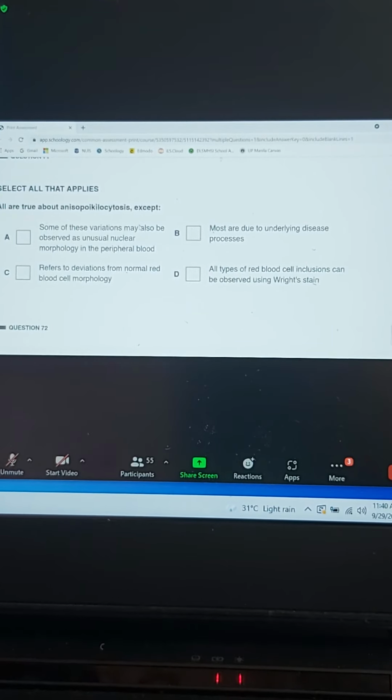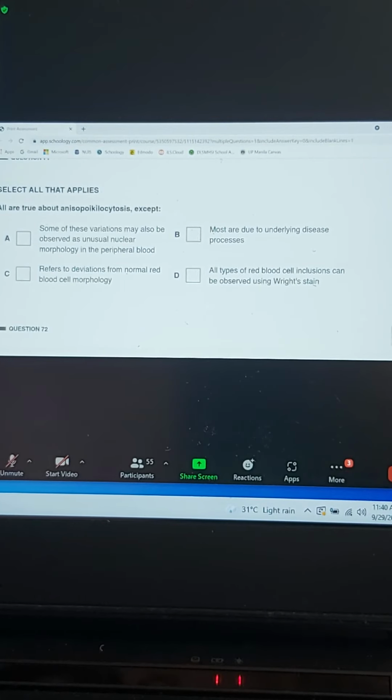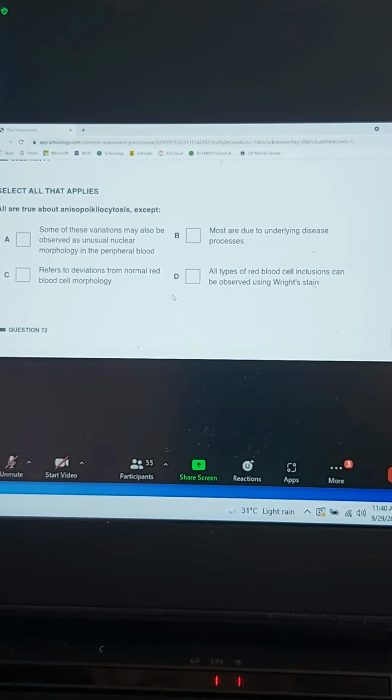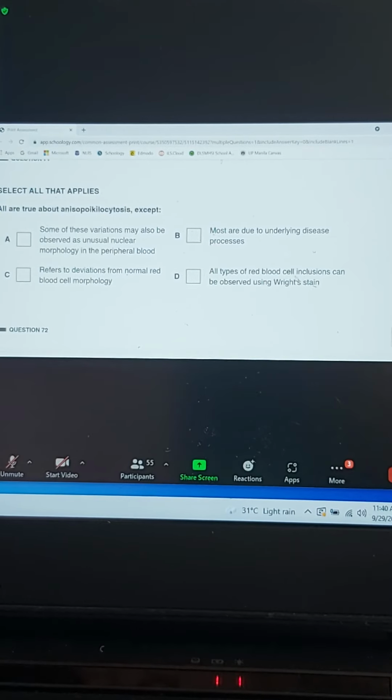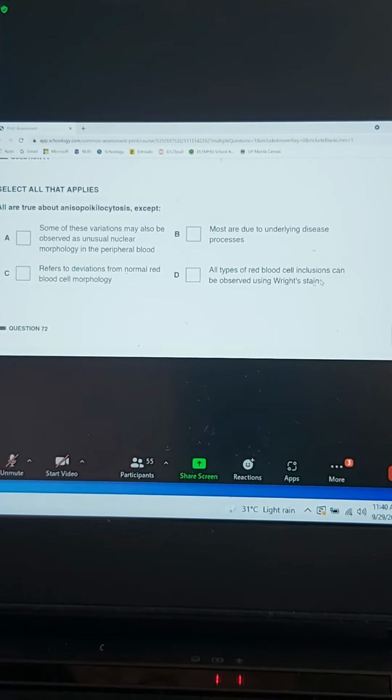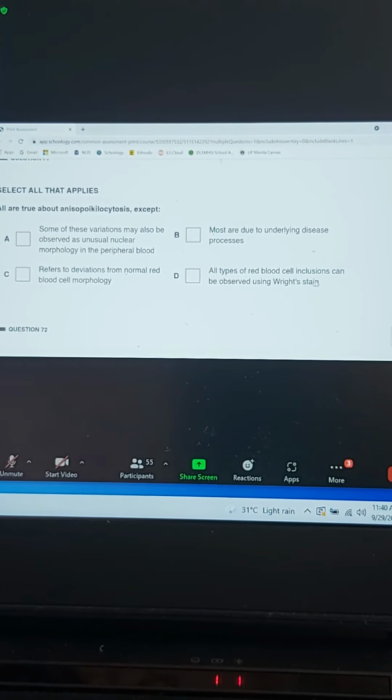Letter B po. Letter D as in dog. Yes po. Okay, so letter D: all types of red blood cell inclusions can be observed using Wright stain. So that's incorrect, no? Kasi, bakit?